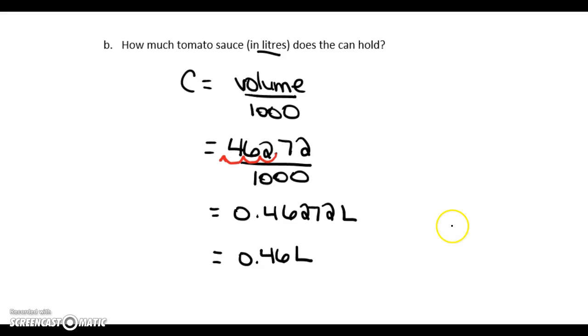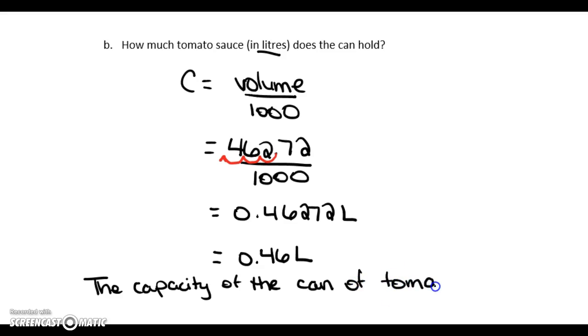Then just to finalize this answer, make sure you write a sentence. So you could say the capacity of the can of tomato sauce is 0.46 liters. So when you're all done that, you've fully completed this question, and then you're ready to move on.